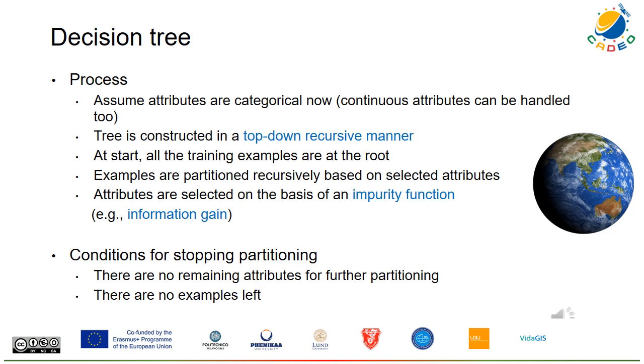Here are some conditions for stopping partitioning. The first one is that there are no remaining attributes for further partitioning, or there are no examples left. So it means we have classified all the data examples, then we can stop partitioning.